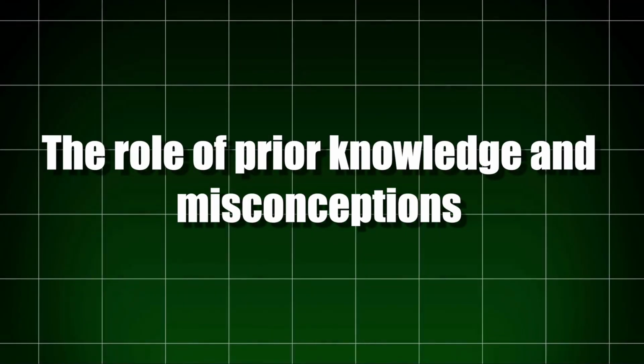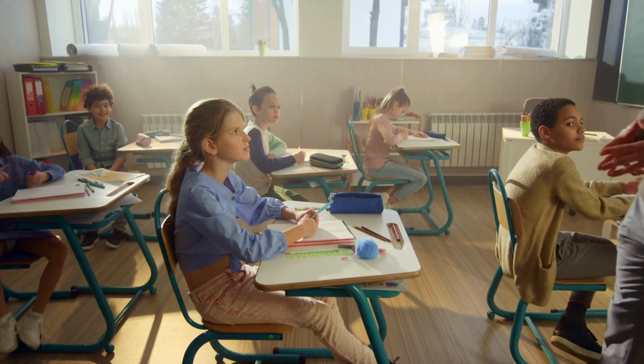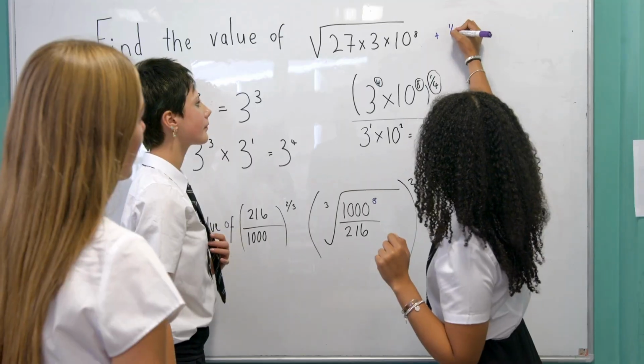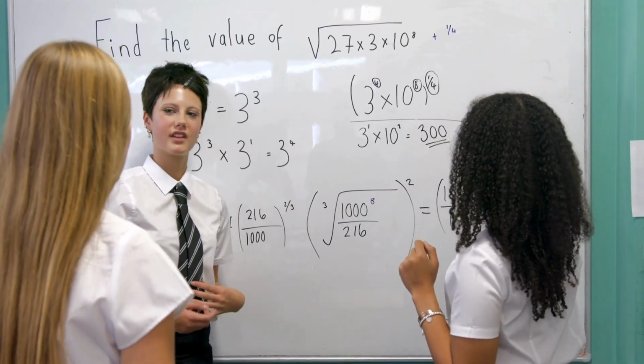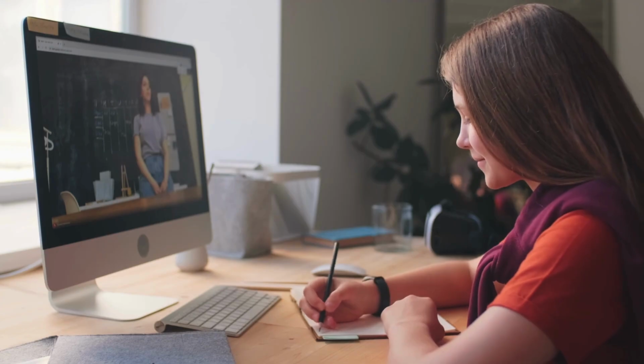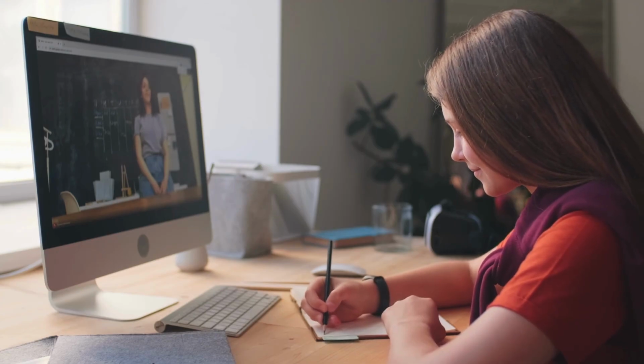The role of prior knowledge and misconceptions. Great tutors don't treat errors as binary. They probe for why an error happened. If a student misapplies the distributive property, the tutor may run a short diagnostic. "Show me how you'd expand 3 times x plus 2." Based on the step pattern the student uses, the tutor chooses either a conceptual mini-lesson or targeted practice.